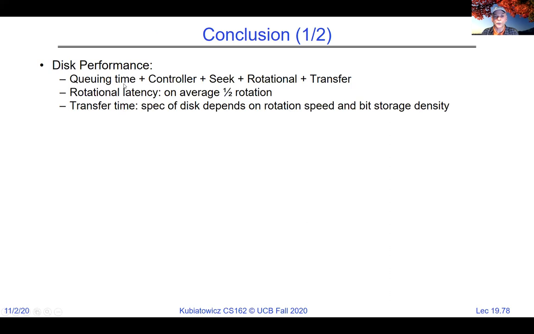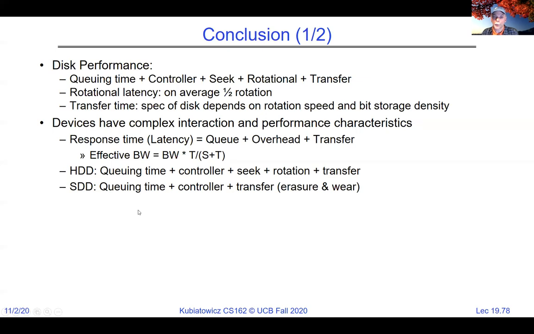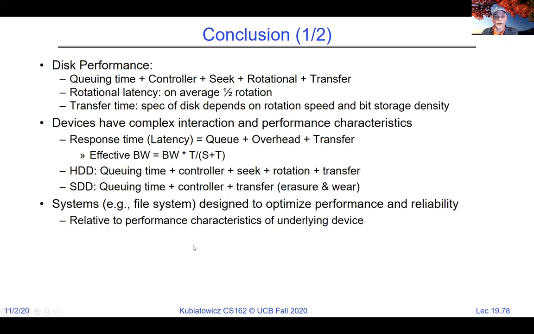The queuing time was something that we didn't talk about initially, but the devices have very complex interaction and performance characteristics. We talked about queue plus overhead plus transfer, and the question of an effective bandwidth, which varies based on the devices. We talked about that last time. This queue is really an interesting thing, right? So the file system, which we haven't quite gotten to, is really going to need to optimize performance and reliability relative to a bunch of these different parameters.